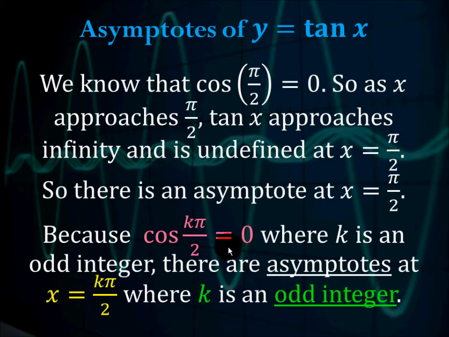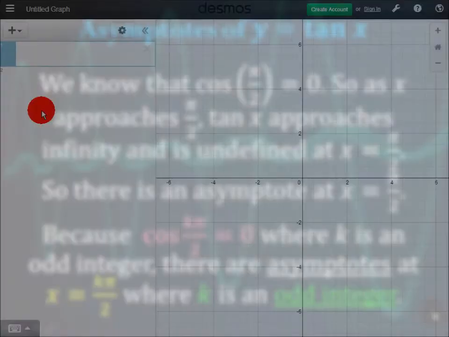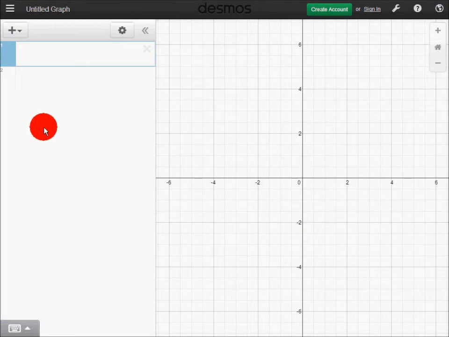Wherever cosine is 0, and where k is an odd integer in this scenario, there are going to be asymptotes for tangent at x equals k pi over 2, where k is an odd integer, which means you're going to have a vertical asymptote at x equals pi over 2, 3 pi over 2, negative pi over 2, negative 3 pi over 2, and so on. So now we're going to explore the graph of tangent.